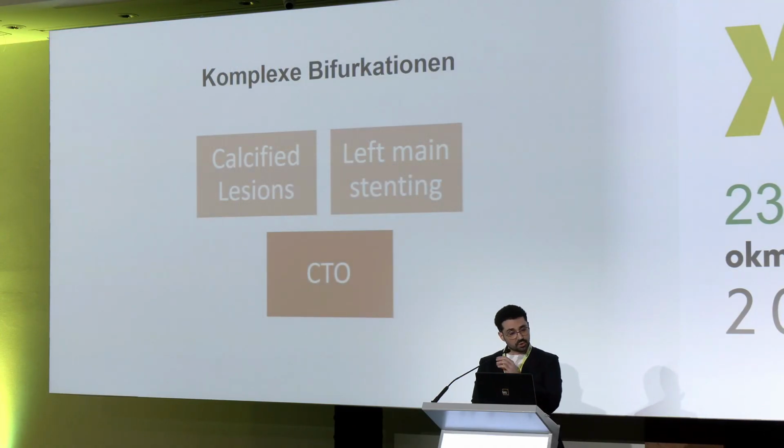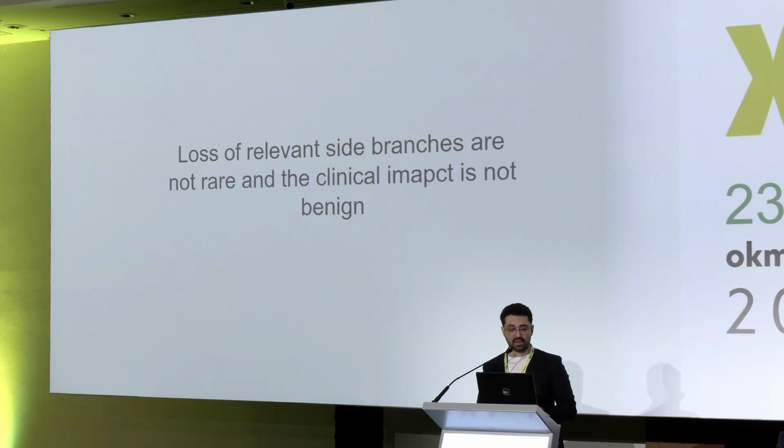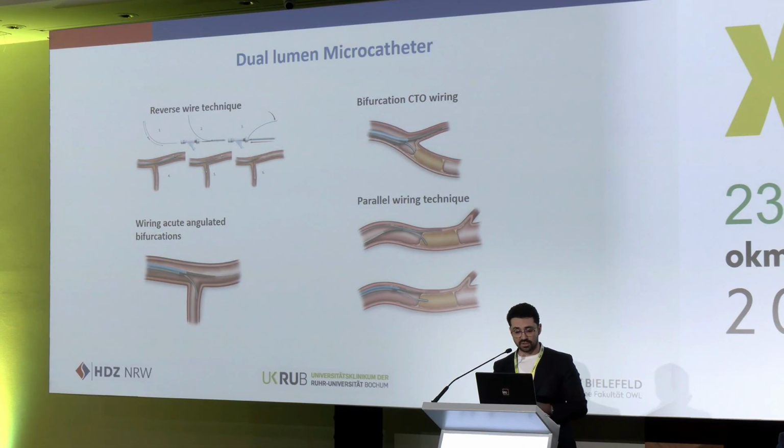Sometimes we also get issues with bifurcations, especially if the CTO involves a bifurcation. We should try to preserve all relevant side branches, because otherwise we risk that the patients will get MI, and that would affect their long-term outcome. We use a dual lumen microcatheter if we have trouble wiring the bifurcation.